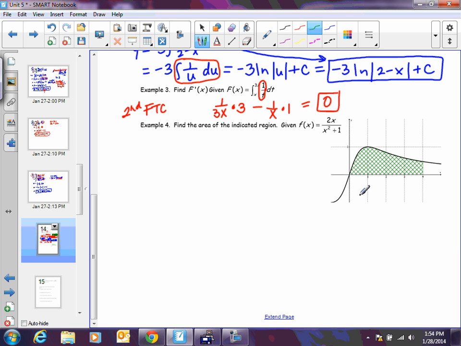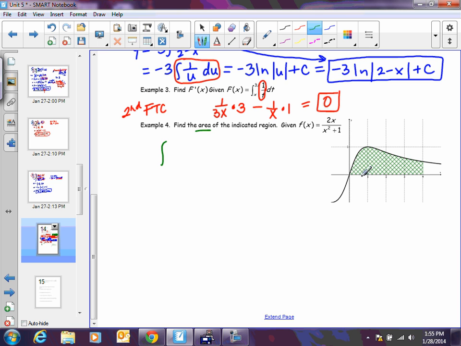Okay, so moving on to what seems like a completely different problem. Area. If this said to estimate the area, and I didn't give you this equation, and I just gave you the graph, how would you estimate that area? Trapezoid, rectangles, Riemann sum, something like that. It doesn't say estimate, it says find. That means our answer should be exact. So we're going to integrate.